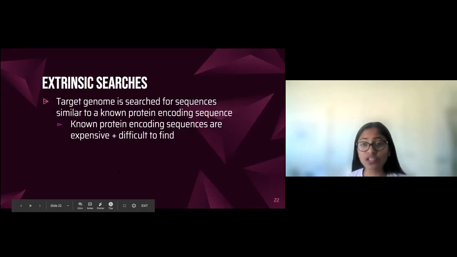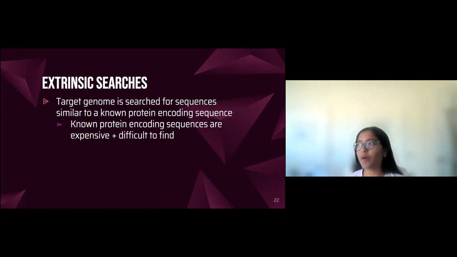Okay. So an extrinsic search is basically the tedious, brute force method where you search the target genome for sequences that are similar to a known protein encoding sequence, because DNA is basically just a repeating list of 4 letters. And so you can search this list of 3 billion base pairs for sequences that are similar to ones that we know encode proteins. However, if you do this by hand, it's really expensive, they're difficult to find, and you're really prone to missing potential protein encoding sequences, and you're also prone to error.